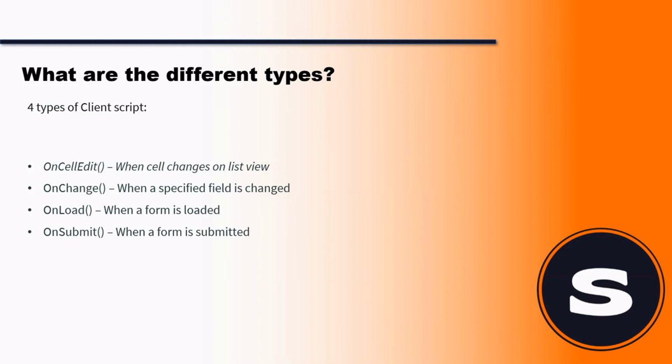So when a specific field, you select the field, say in the form, and you basically determine what you want to happen when that field changes. We've got an on load, so when the form loads. Think about an incident: if you're loading a new incident, perhaps you can get a client script that runs and maybe pops up a message. And we've got an on submit.